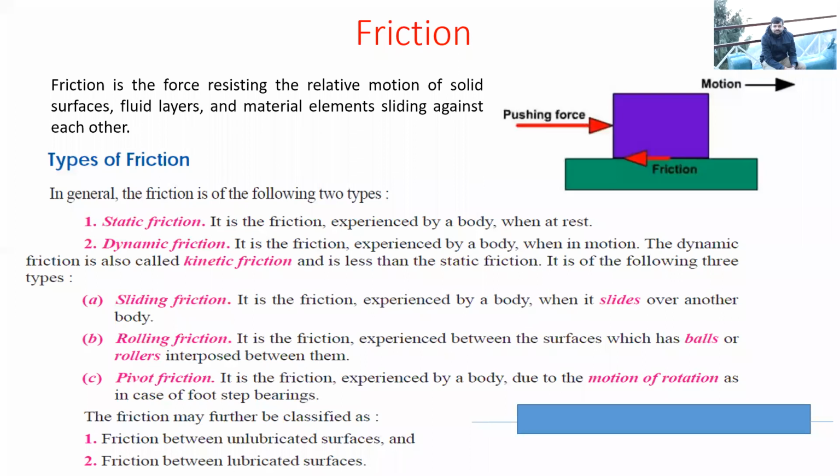The piston is sliding in the cylinder. So the friction experienced by the piston will be the sliding friction. Now, the second one is rolling friction. It is the friction experienced by surfaces which have balls or rollers imposed between them.